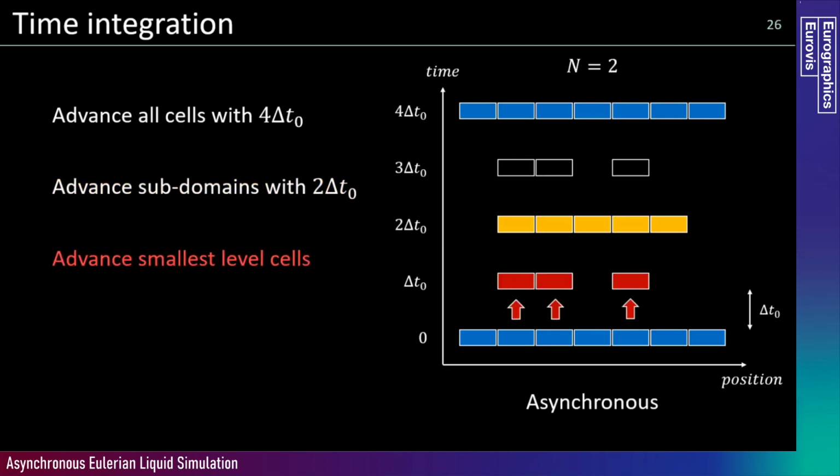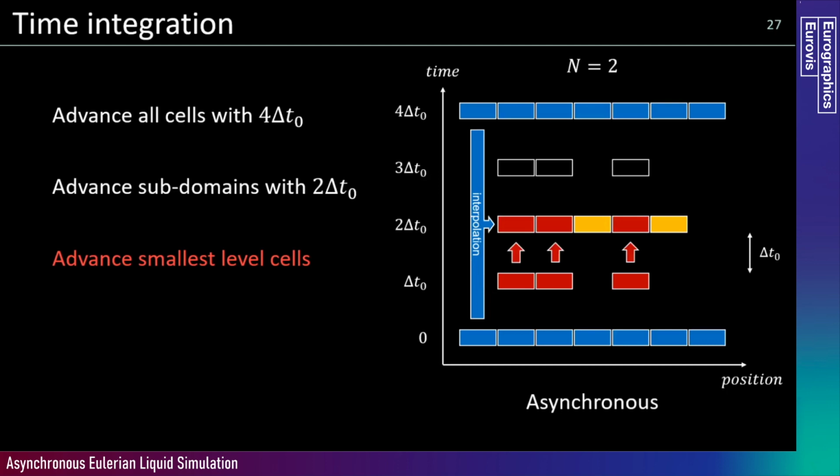After that, calculate one more smaller level with delta t0. At this moment, we interpolate values from the result of the previous level, like the blocks colored blue or yellow. In this example, this level is the smallest, so advance it again and overwrite the result computed with 2 delta t0. Then we can get the state at the time of 2 delta t0.